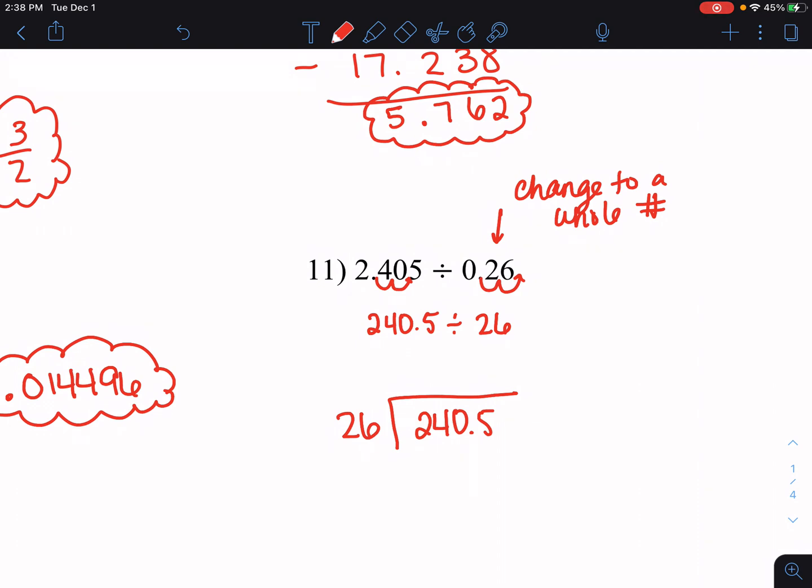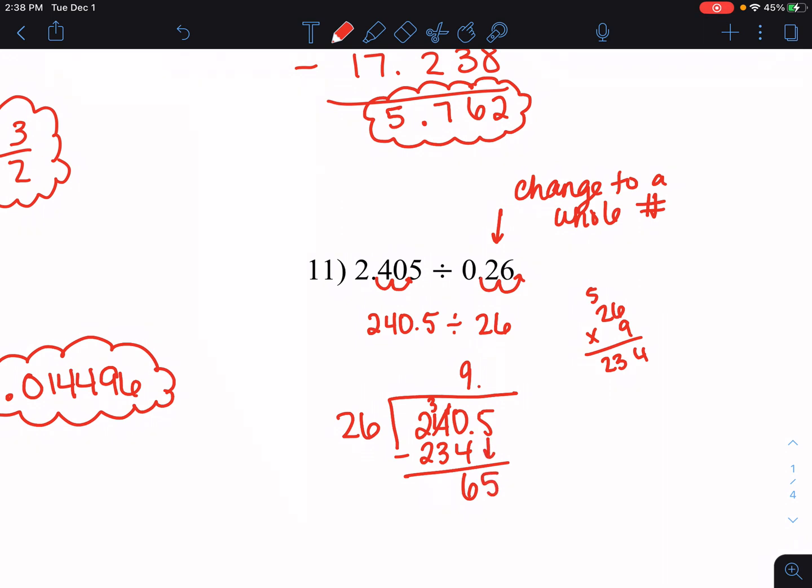26 does not go into 2, it does not go into 24, so we have to go into 240. 26 times 10 is 260. So 26 times 9, let's try that. 54, 9 times 2 is 18, so 234, perfect. So we're going to go in 9 times. So this comes out as a 6 after I subtract. And I'm going to bring down the 5.